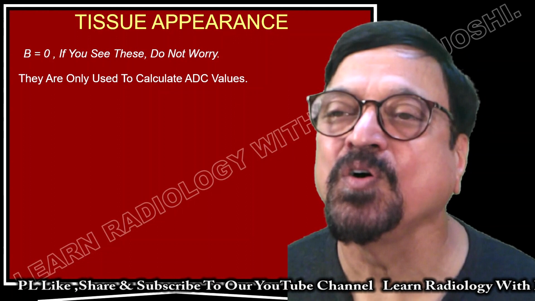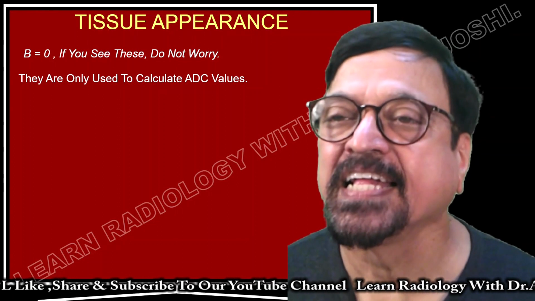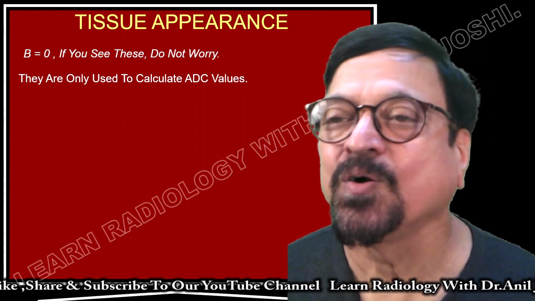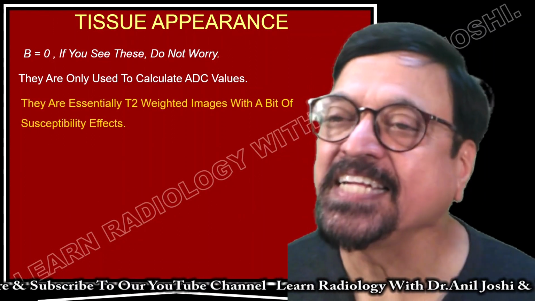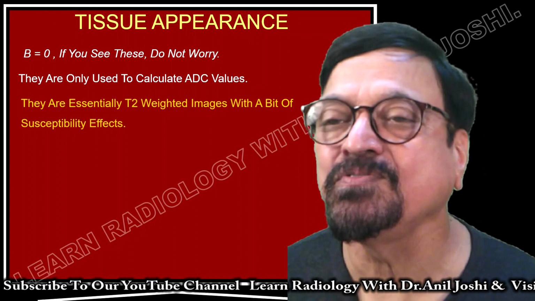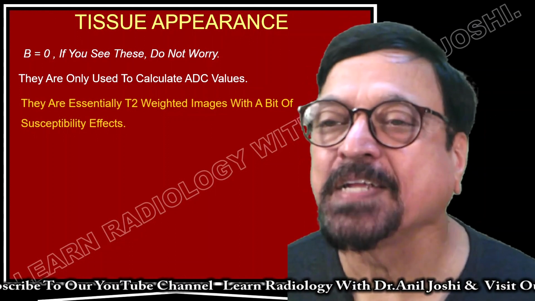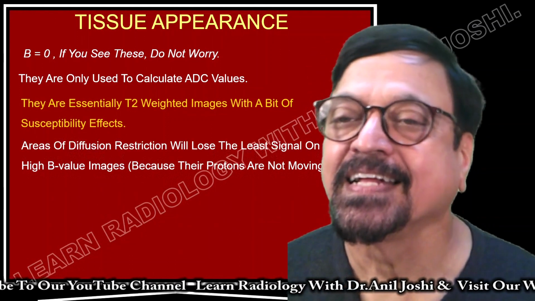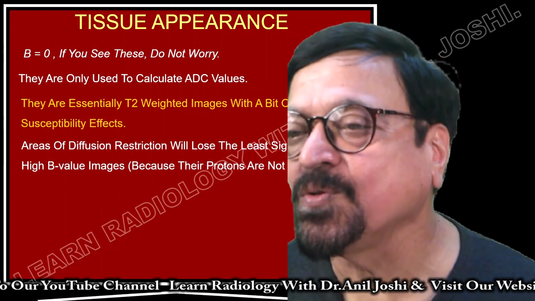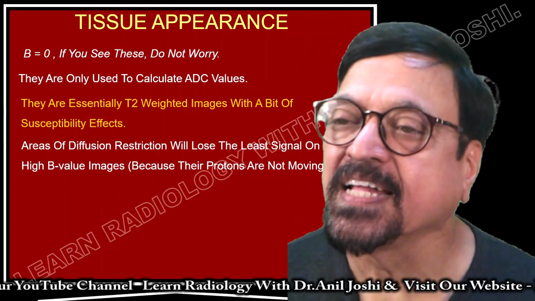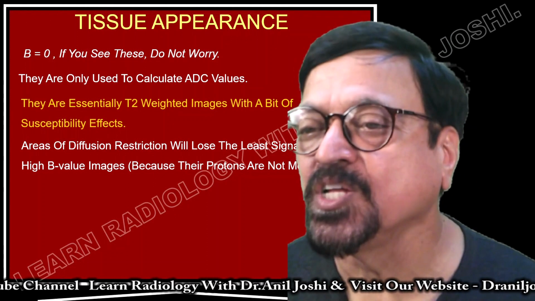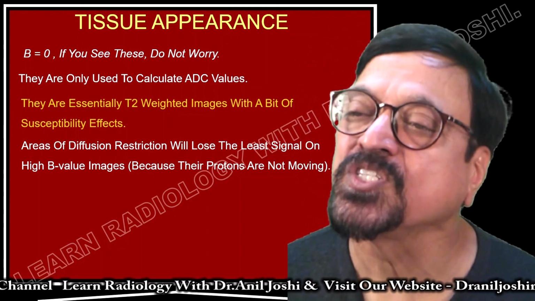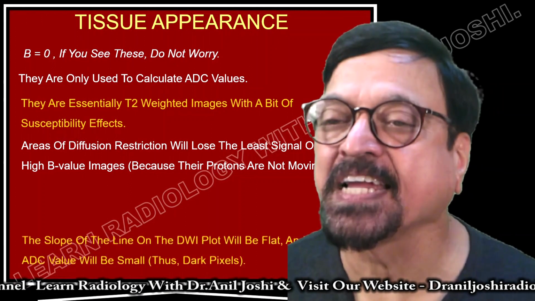B is equal to 0. If we see these, don't worry. They are only used to calculate ADC. They are essentially T2 weighted images with a bit of susceptibility effect. Areas of diffusion restriction will lose the least signal on the high B values because their protons are not moving. That's why B is kept as 0.